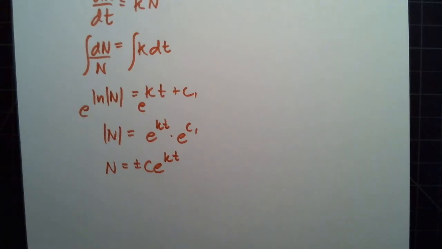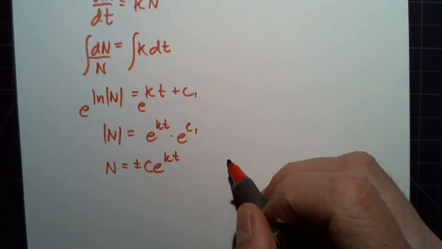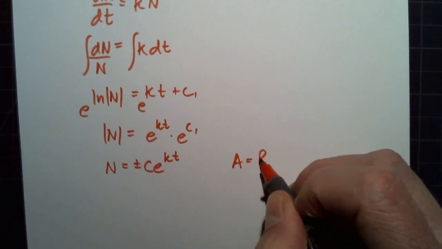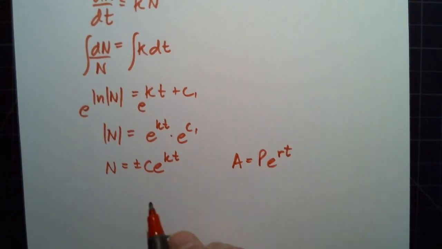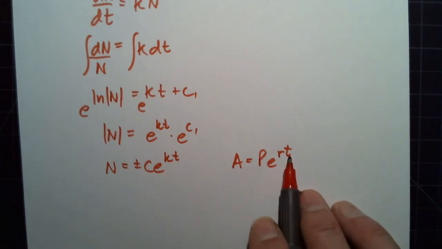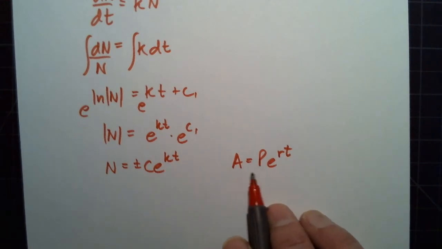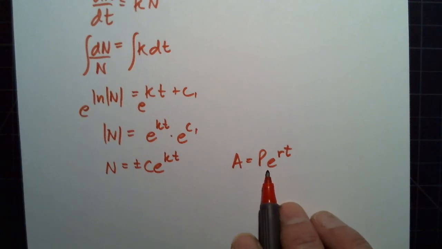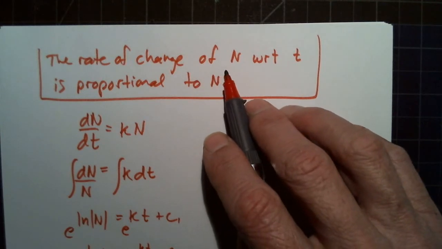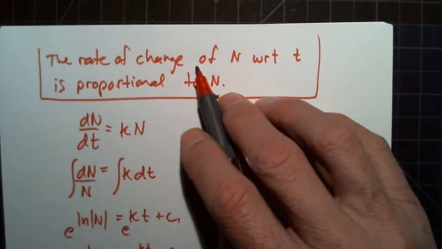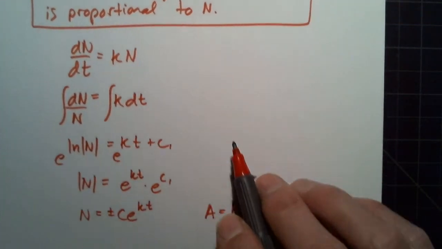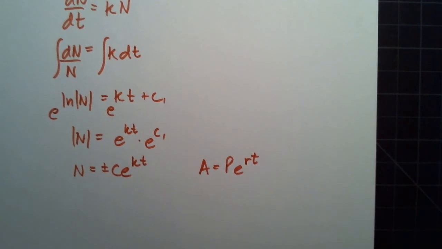And this is the same as the familiar formula a equals pe to the rt. So a constant e to the kt, a constant e to the rt. So we can see that this formula comes from a proportional rate of change. So the rate of change of something with respect to itself is where that comes from.